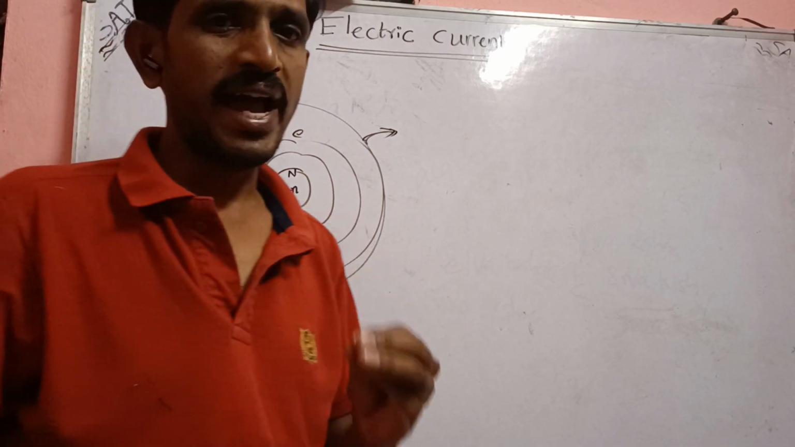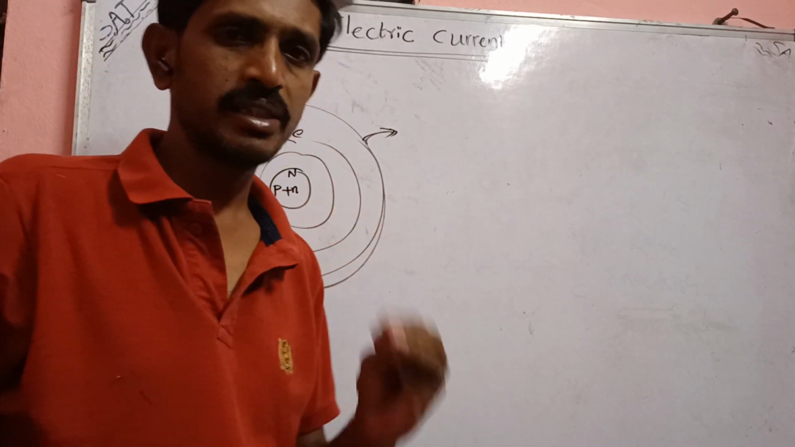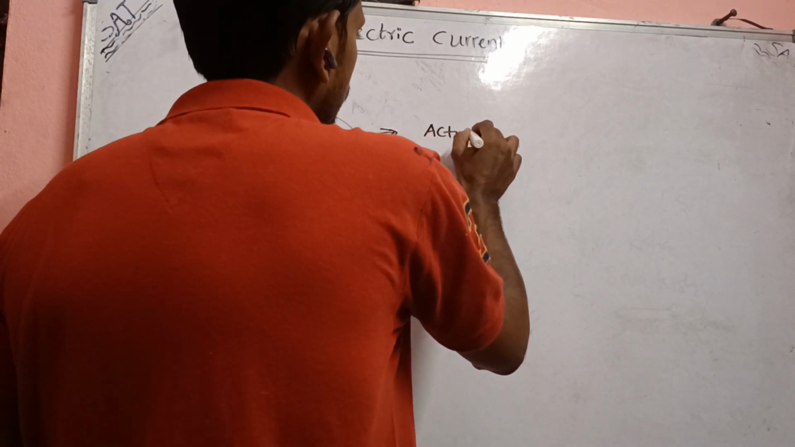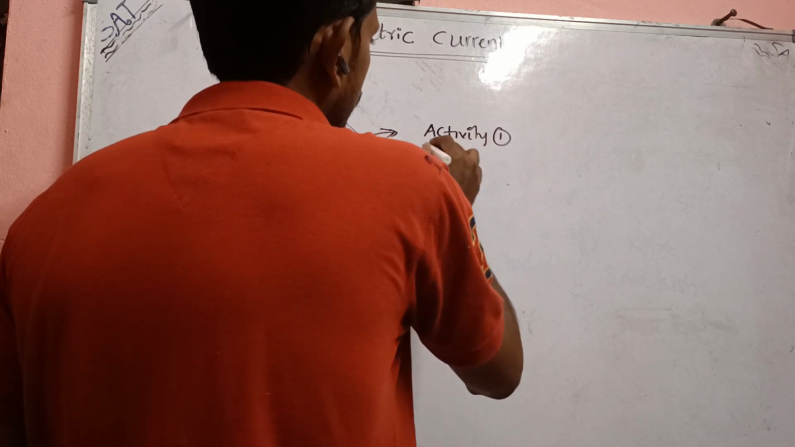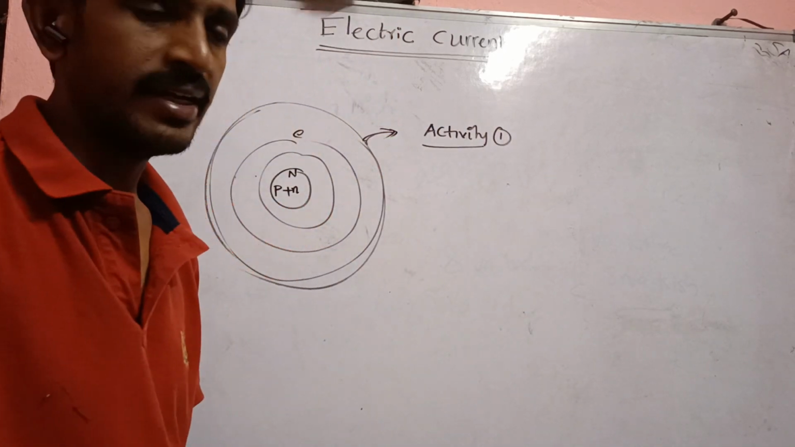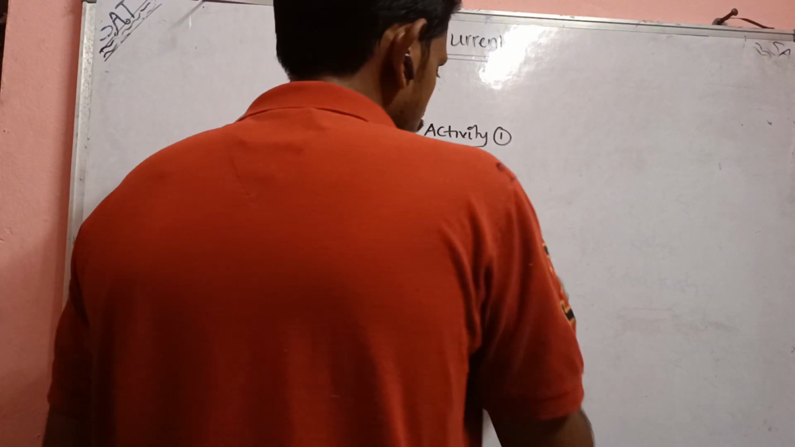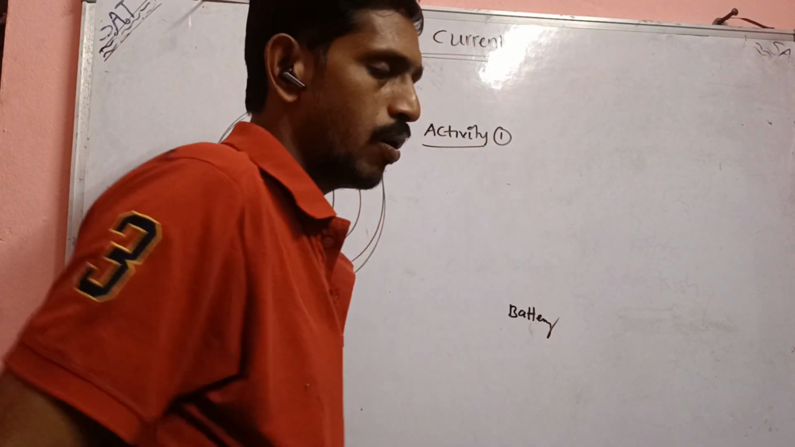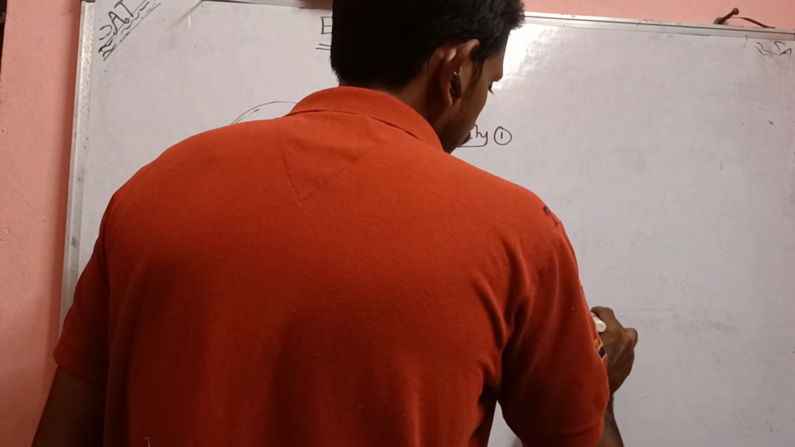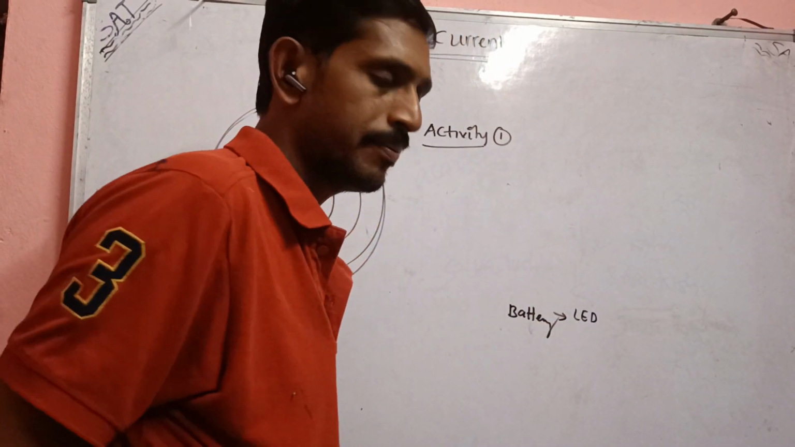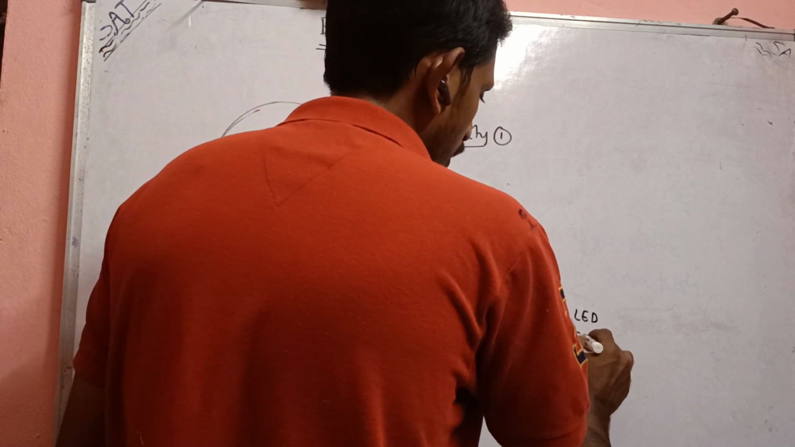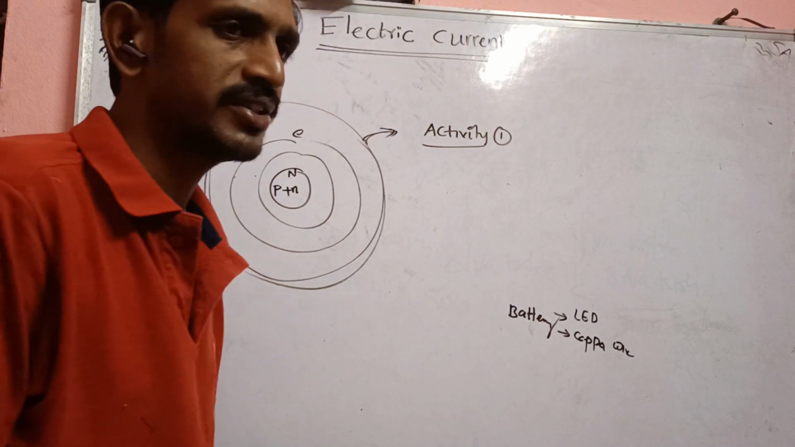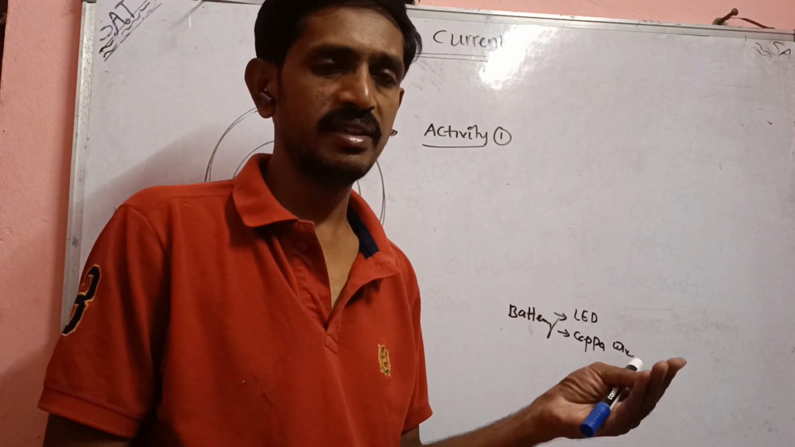For that we should do the activity. One of the activities in the textbook is activity number 1. In activity number 1, he has taken one battery, and one LED, and a copper wire. The copper wire, you know, we have already studied in the previous classes.